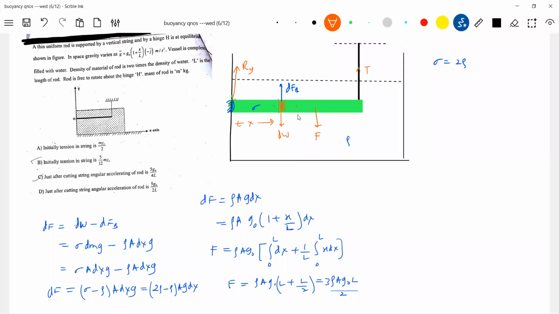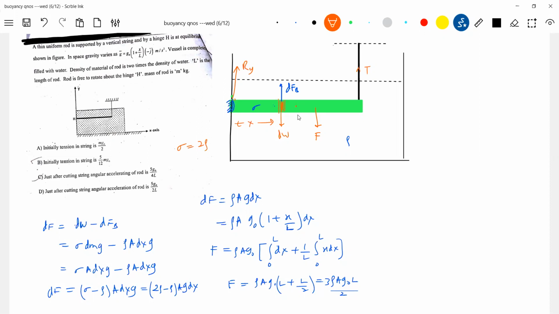So here what will happen? The torque set up by the tension and this force should be equal and opposite. Then only it's in equilibrium. This is about only the force I brought. After getting this, I'm going to substitute it and I'll get the Ry. The problem has now started.